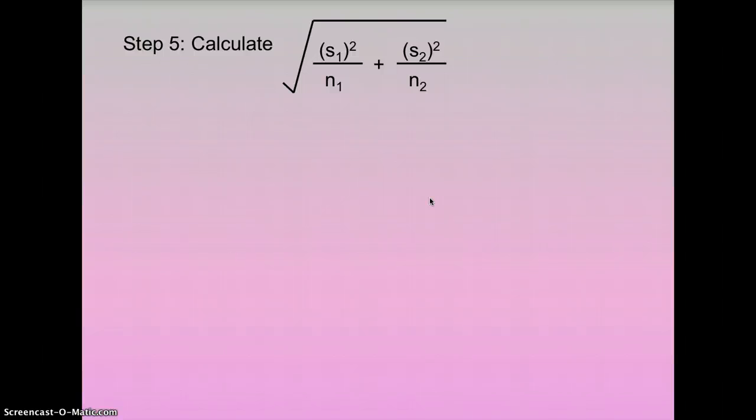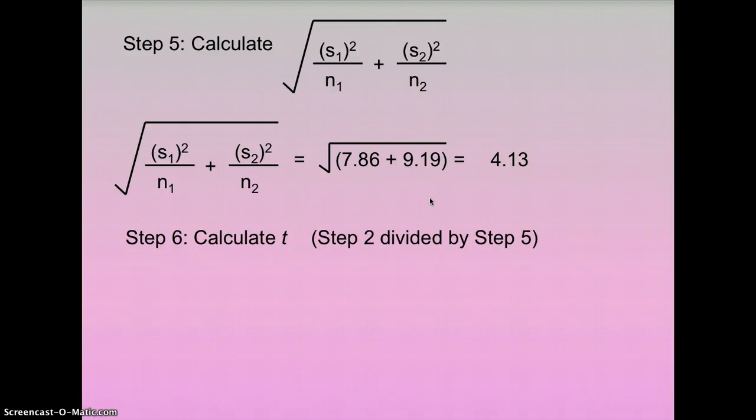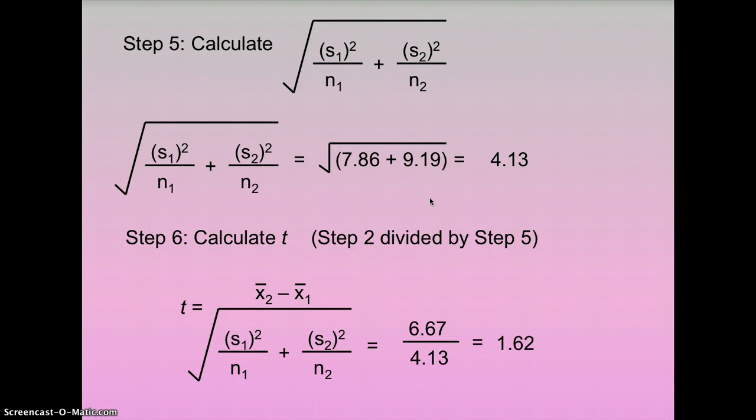Finally, we need to calculate the square root of the denominator. So we take the square root of those values added together, which gives us 4.13. We now have our denominator. We have the numerator, which was the difference between the means. We have the denominator, which is the square root of the terms in the denominator. And we can calculate t. It's simply step 2 divided by step 5. So we end up with a t value of 1.62.